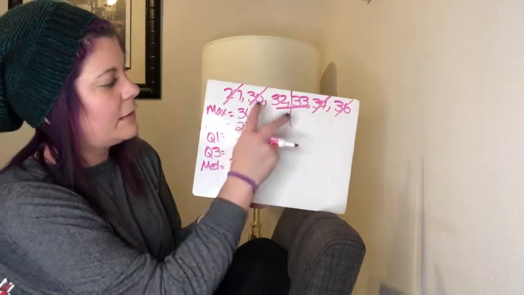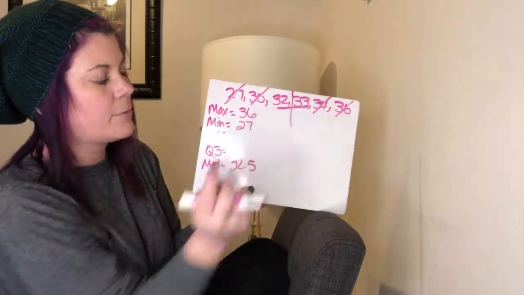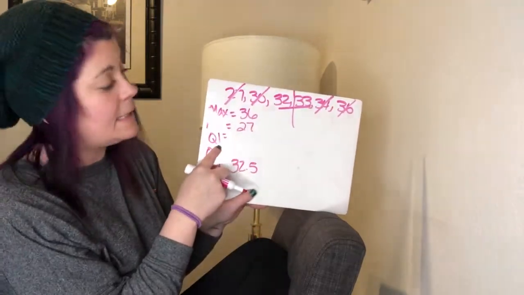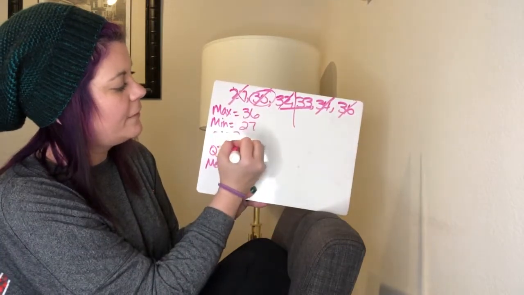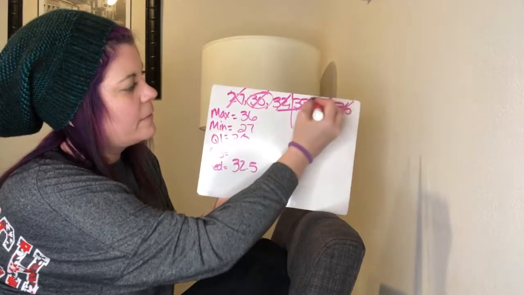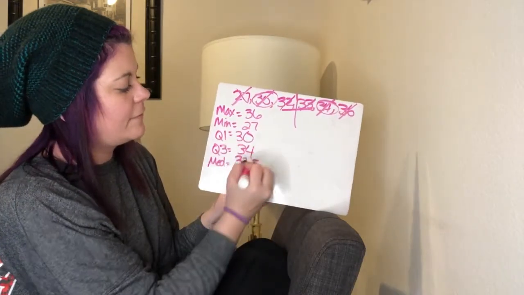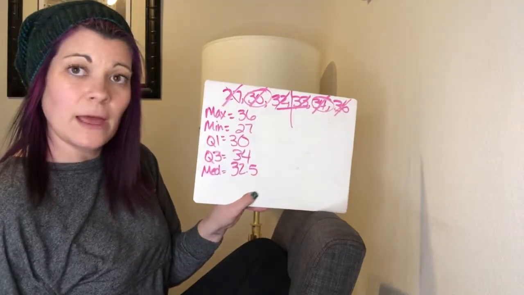Q1, so I draw where the median is. I draw my line and I split it between lower half and upper half. Q1 is the median of the lower half. So in the middle there is 30. In the middle here is 34. So that's my Q3. And now I can draw my box and whisker plot.